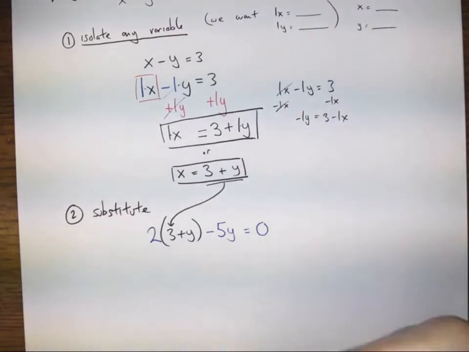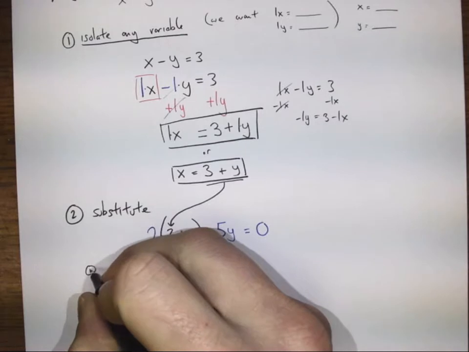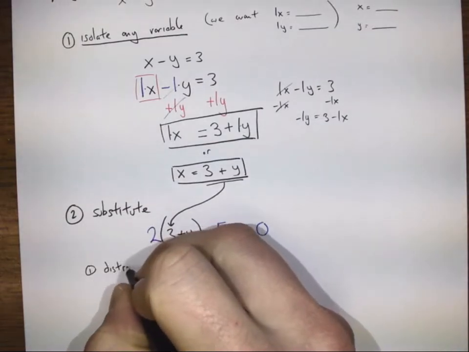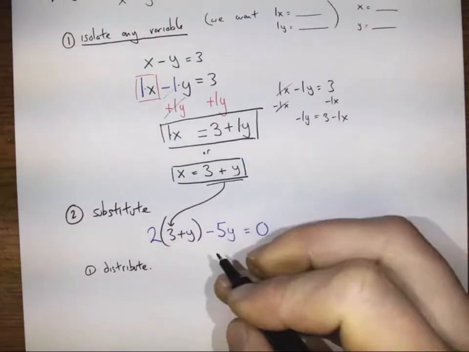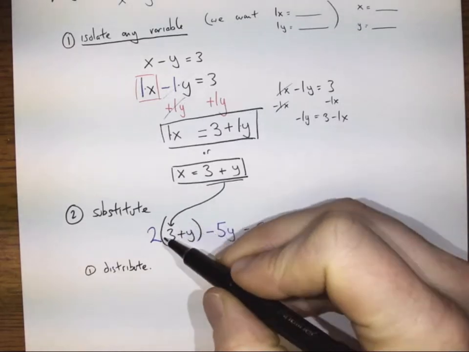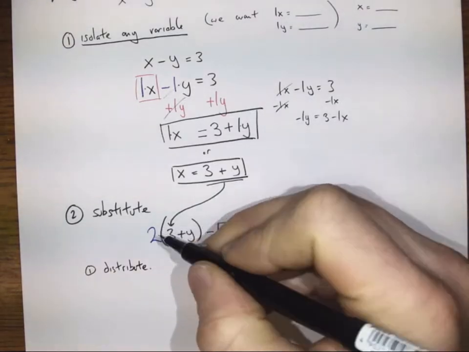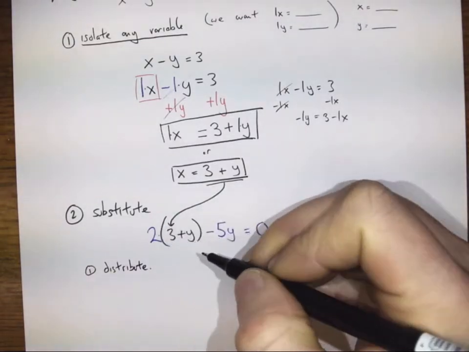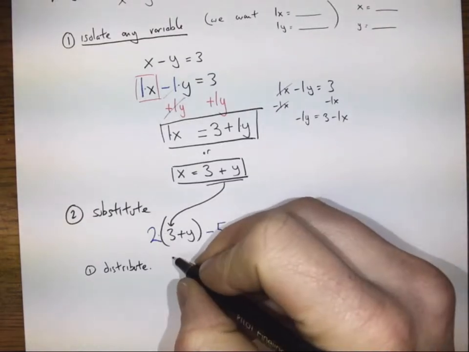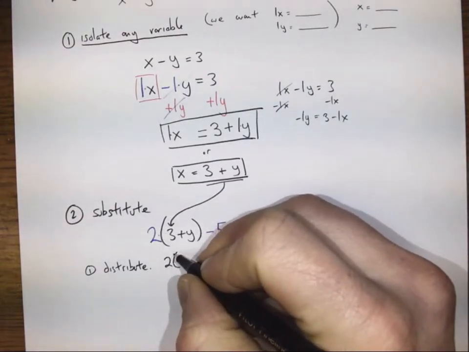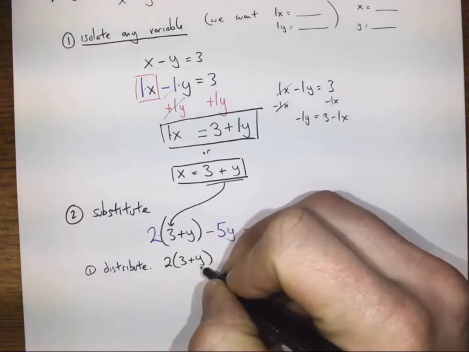All right, so what should we do first? A good first step is to distribute. So whenever we do a substitution, well, not every time, but typically, we've got this 2 multiplied by this whole set of brackets. So I'm going to distribute that 2 into the set of brackets there.